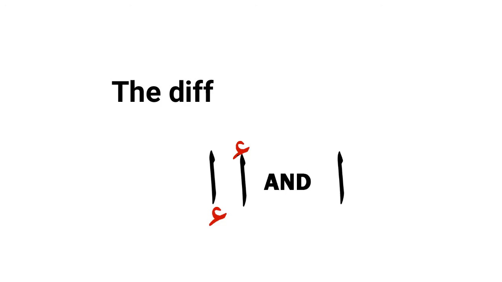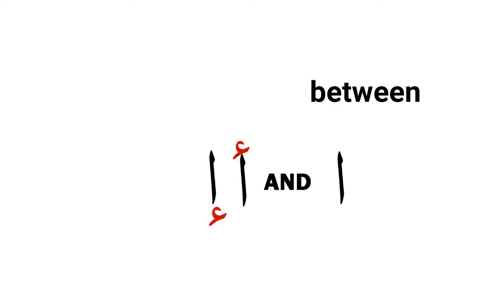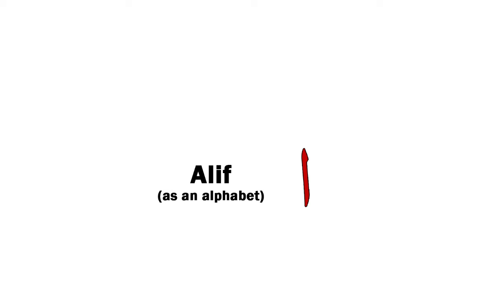So what is the difference between this plain alif and this alif with a hamza sign over it or under it? This plain alif is the first alphabet of the Arabic alphabets. When we don't have a haraka or wobble over it or under it, we call it simply alif.